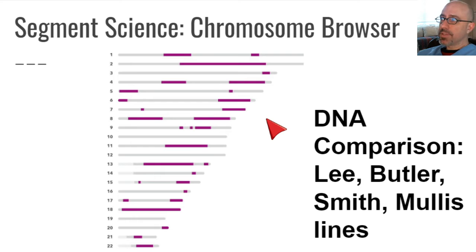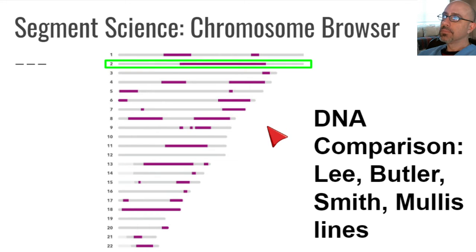And because these two people are first cousins, we will expect them to share DNA that they inherited from their shared lines. So in this case, it's Lee, Butler, Smith, and Mullis. These are the lines that they share as a result of their shared grandparents. The shared DNA came from these lines. So again, as I mentioned earlier, we're going to focus a moment on chromosome 2. We're going to make another comparison. We're going to add additional information to this chromosome browser comparison.